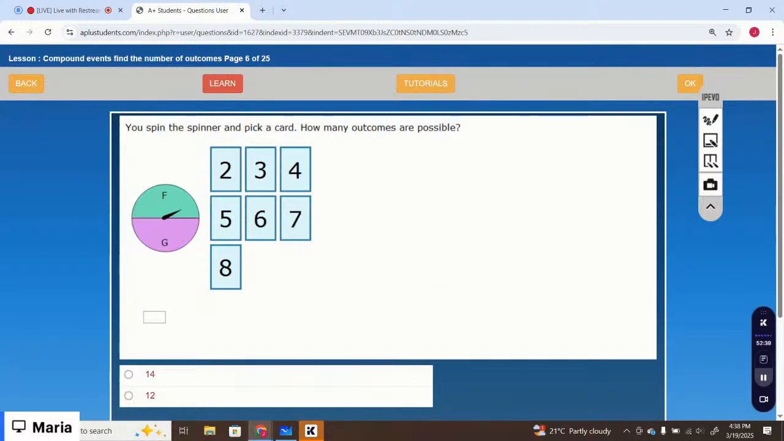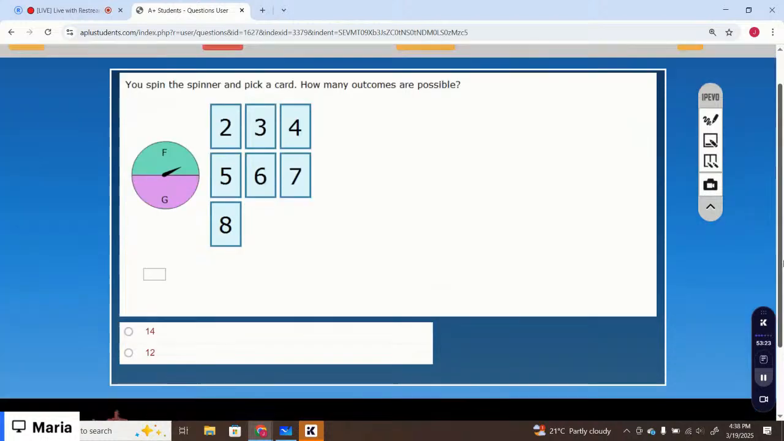You spin the spinner and pick a card. How many outcomes are possible? That is 14. Option number 1 is the correct option.